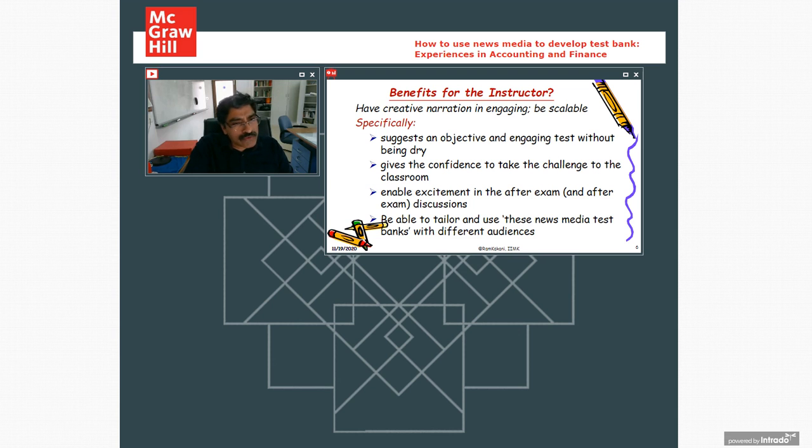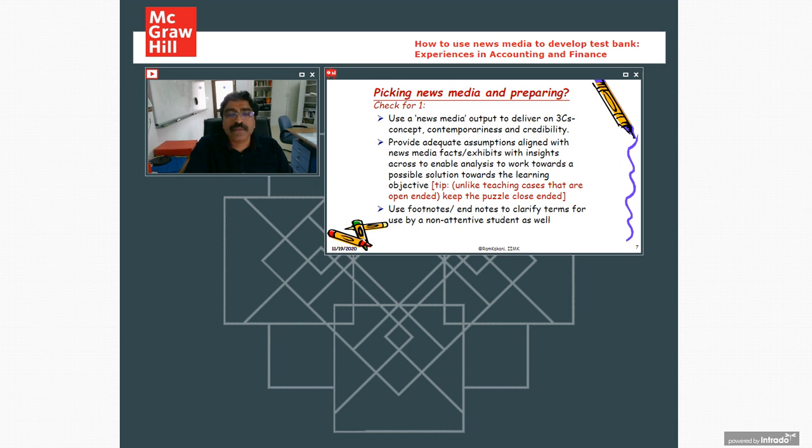And when you are able to do something like this, you will agree, friends, that your respect among peers also is relatively much more. Now, how do you go about looking at a news media and preparing something?